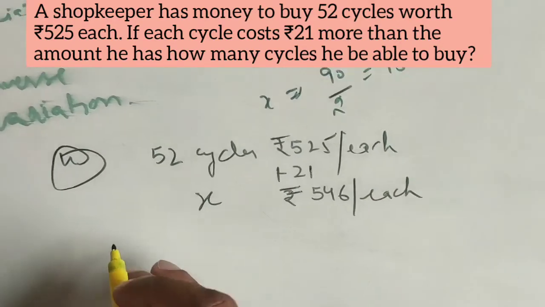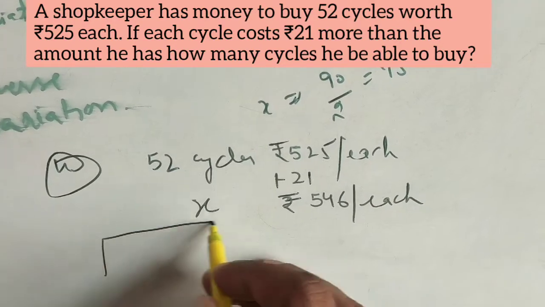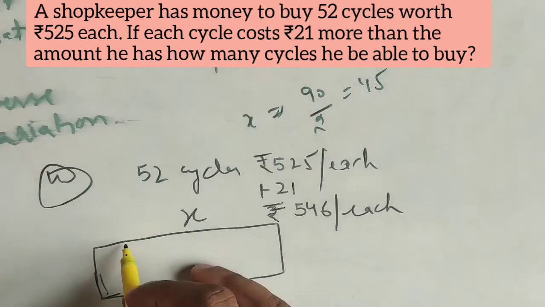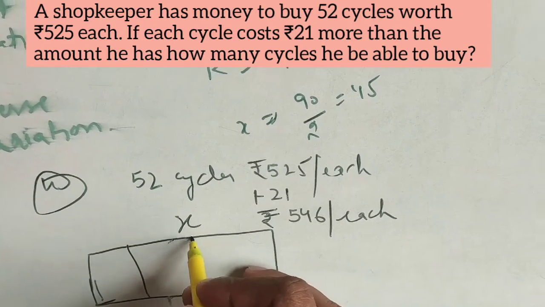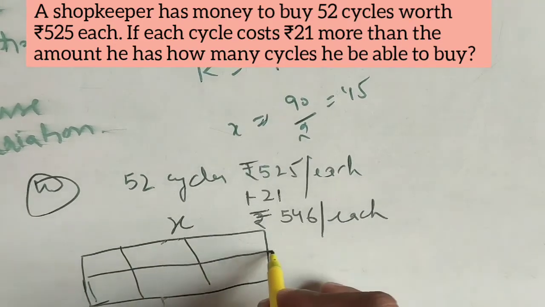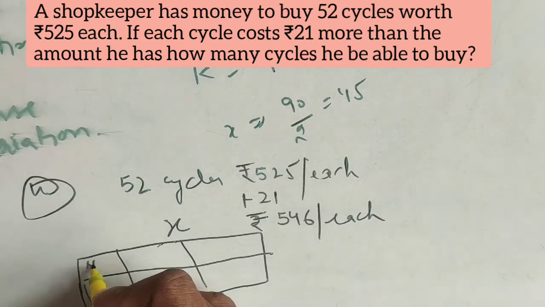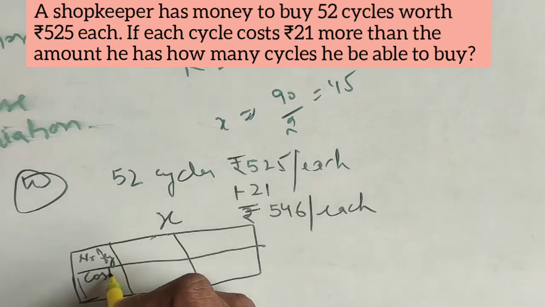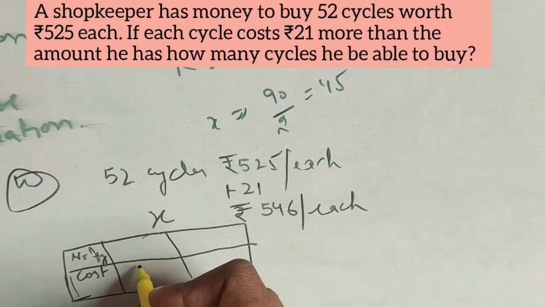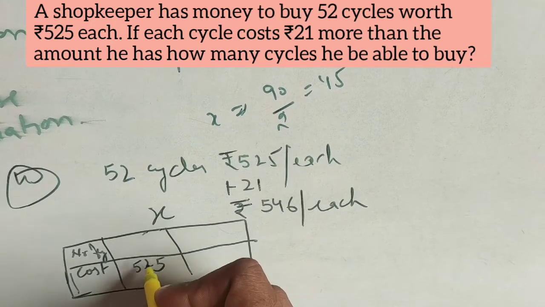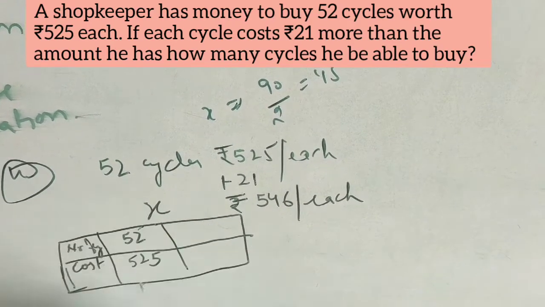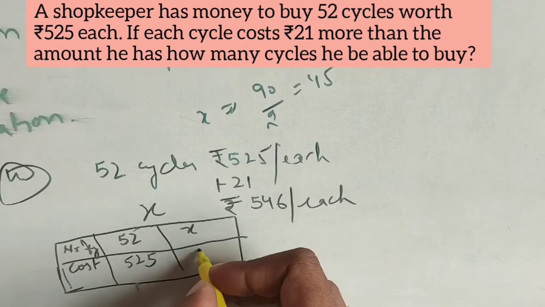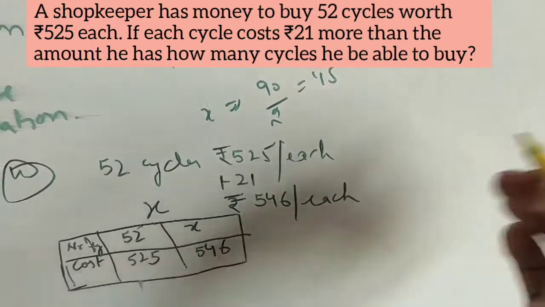Okay. So now firstly, we make a table of this. Table method, like in the earlier video for direct variation we have done the table method only. So now this is the number of cycles and this is the cost of each cycle. So cost is rupees 525, number of cycles is 52. Clear? We don't know how many bicycles he would buy when the cost will be rupees 546.